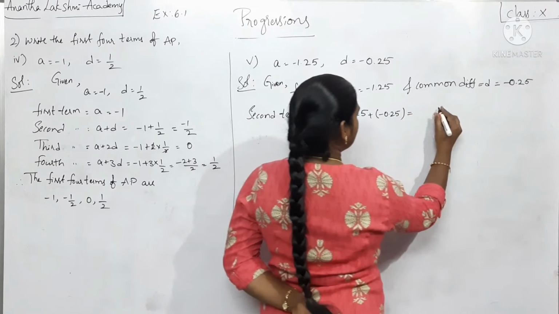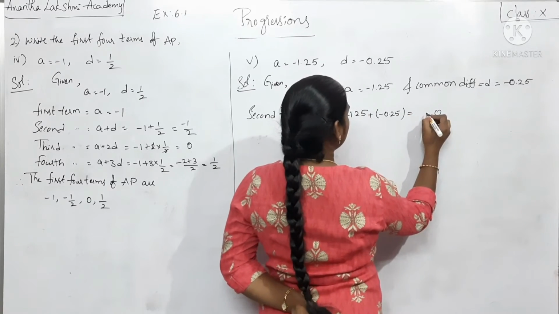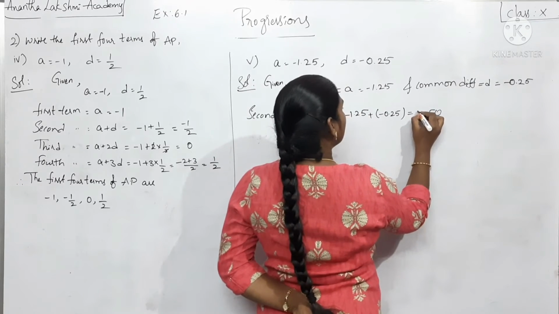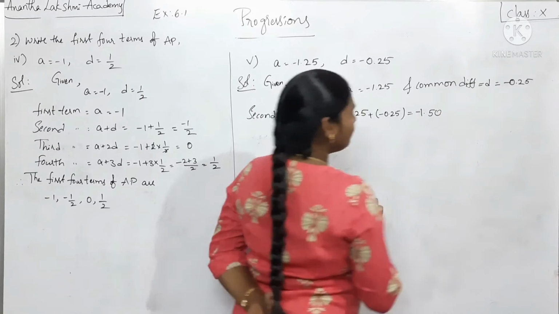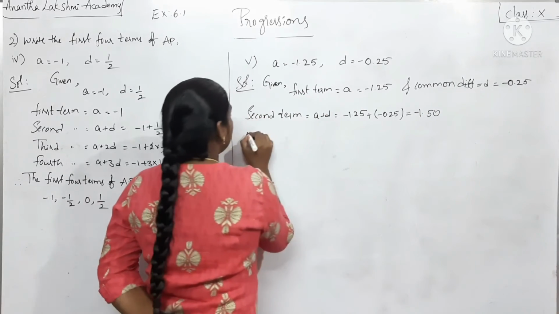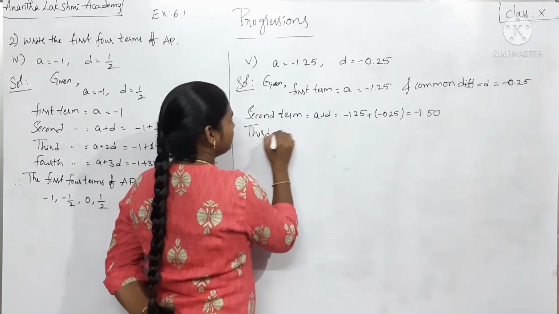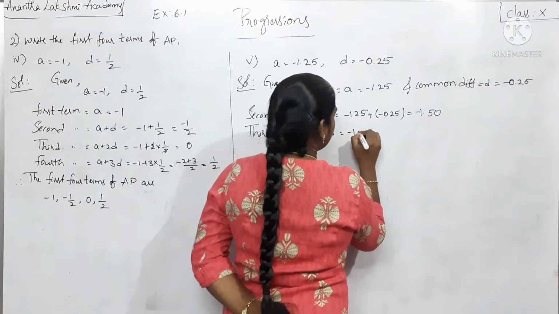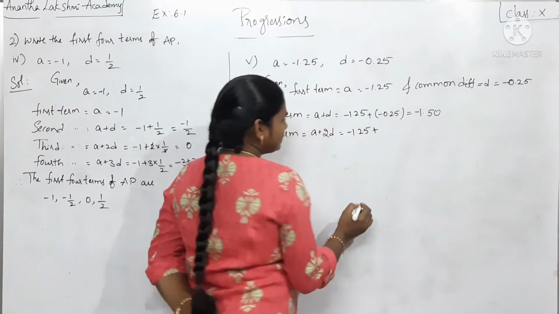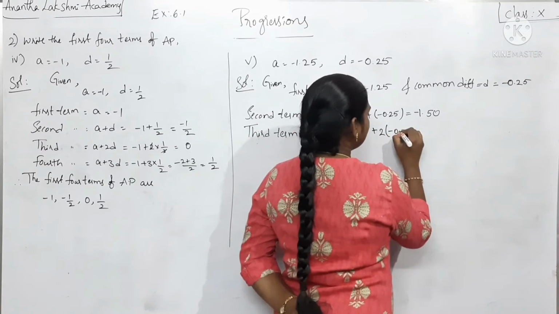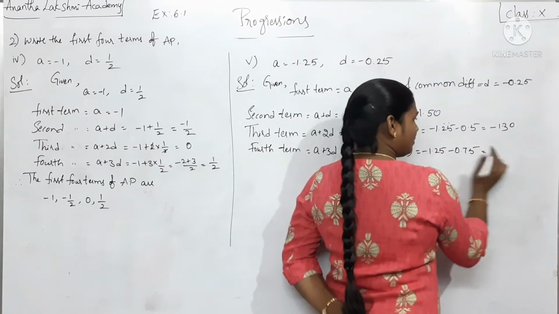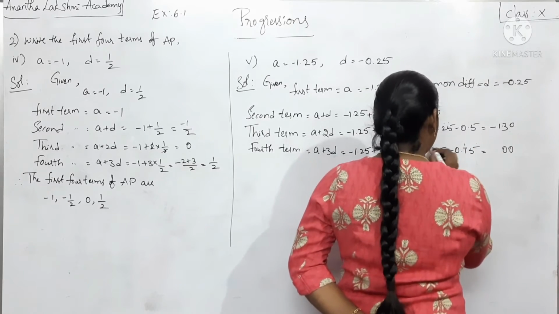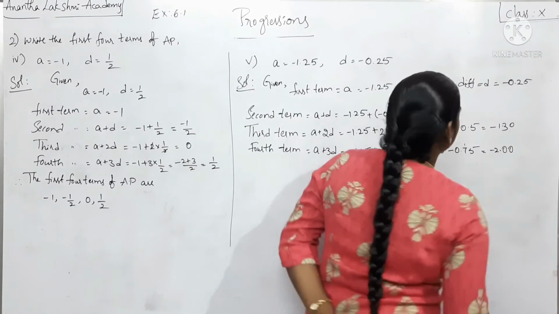So if you do the addition, 5 plus 5 is 10, and this is going to be 2 plus 2, 4.5, minus 1.50, the very second term. And then the third term is a plus 2d, which is equal to minus 1.25 plus 2 into minus 0.25. 5 plus 5 is 10, and this is going to be minus 2.